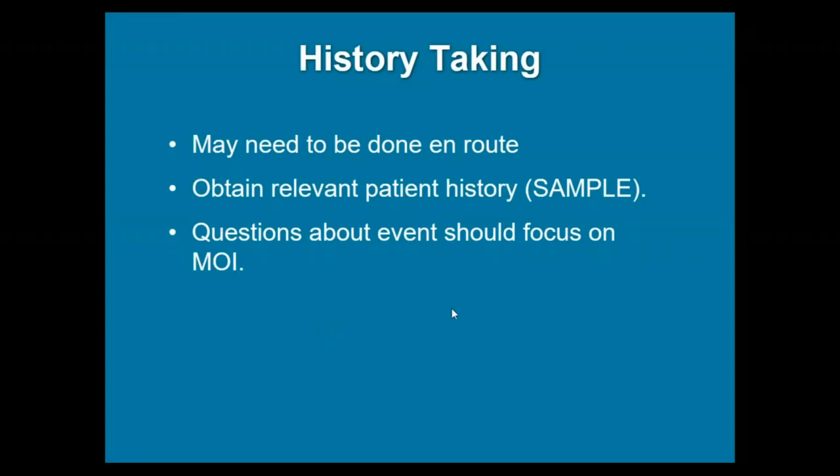Questions about the mechanism of injury, things that appear obvious to you that are related to the trauma. How fast were you going when you lost control of your car and rolled it 5 times? If they're still conscious, they can tell you that, hopefully.